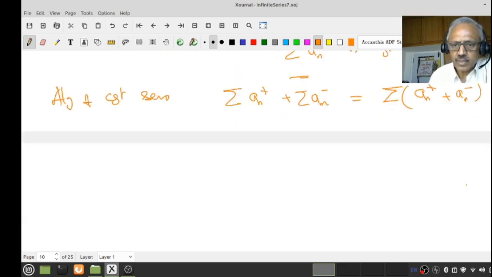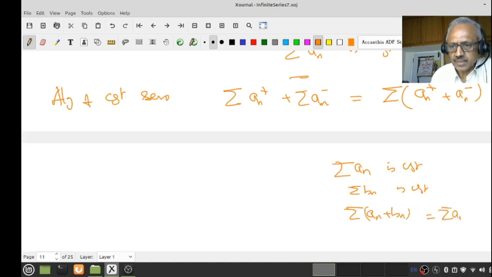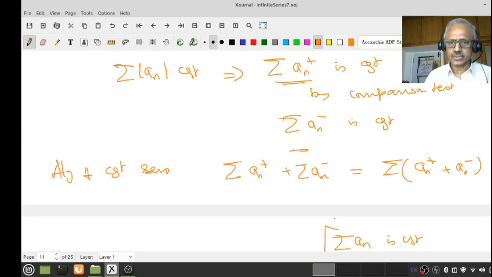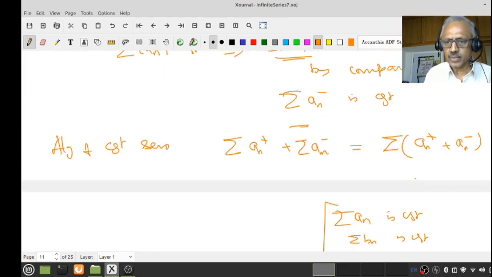Okay, let's recall what I'm using. Suppose summation an is convergent and summation bn is convergent, then I know this series an plus bn is convergent and the sum is the same as summation an plus summation bn. This is what I'm using, right? So this is convergent and this is convergent, the sum equals this. But an plus an minus is nothing other than mod an.